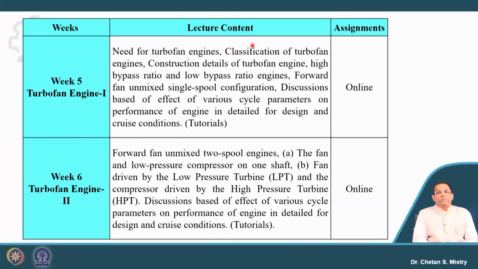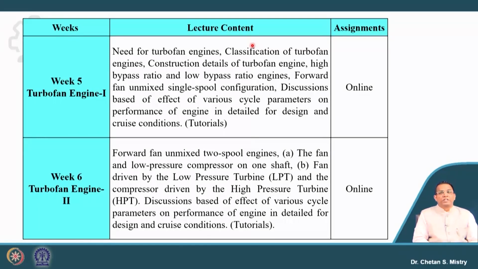Now, from this week we will be discussing about the next configuration, that is forward fan unmixed two spool configuration, where we will be discussing about the fan and low pressure compressor. They will be placed on one shaft and high pressure compressor that will be on the other shaft. Second configuration we will be discussing, that is for fan driven by low pressure turbine, compressor and high pressure compressor that will be driven by high pressure turbine.